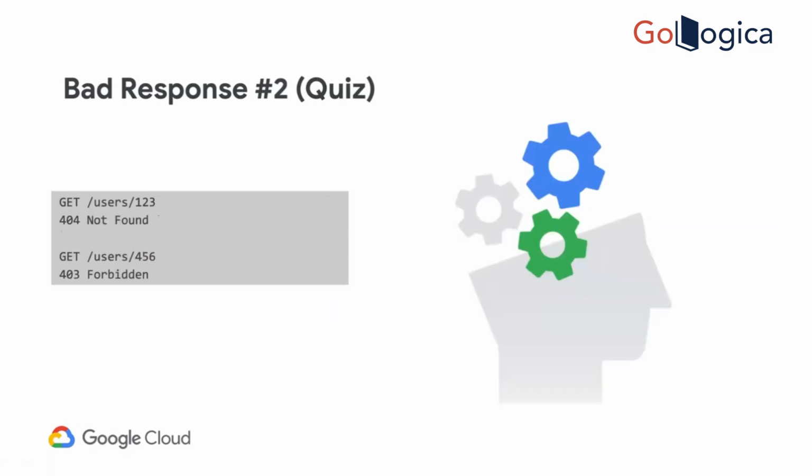Now another example of a bad response. Technically this is not wrong. Somebody is making a call to get user 123. This 123 doesn't exist, so we are providing 404 not found. Then that person calls another ID, 456. This ID exists, but the consumer does not have access to it, so we are giving 403 forbidden. This is technically correct, but there is still something wrong with the response. What could be wrong here?